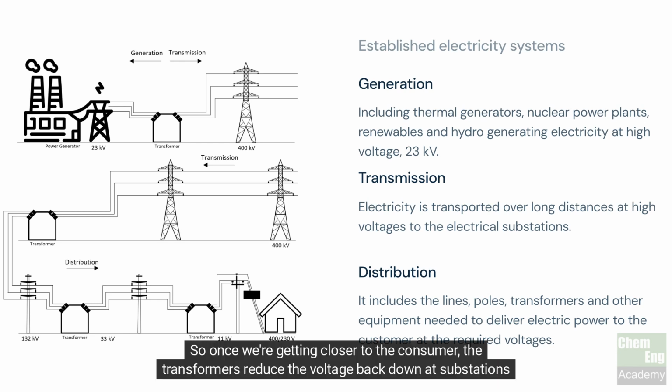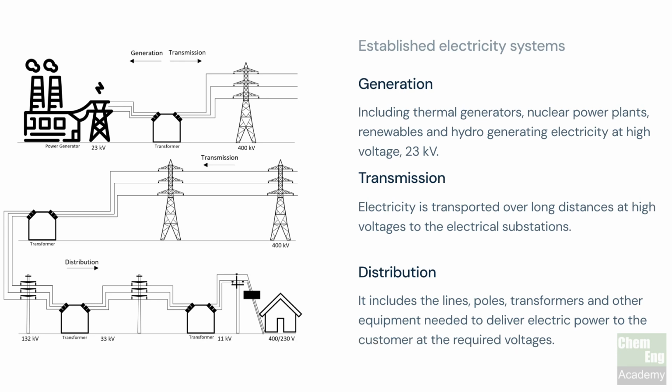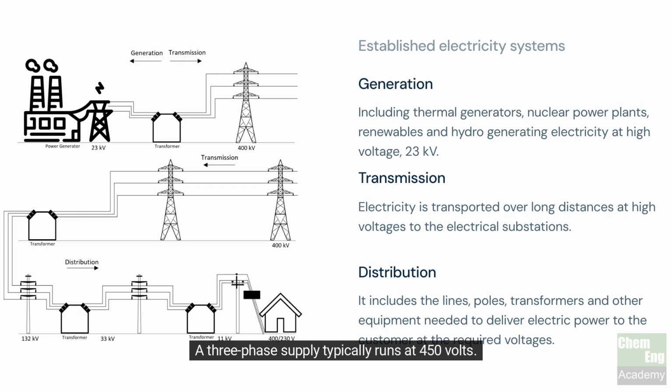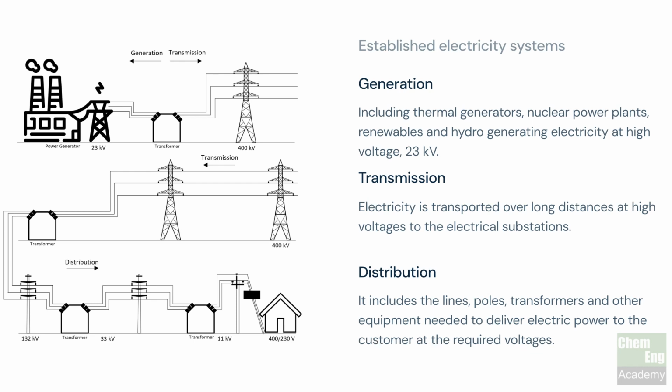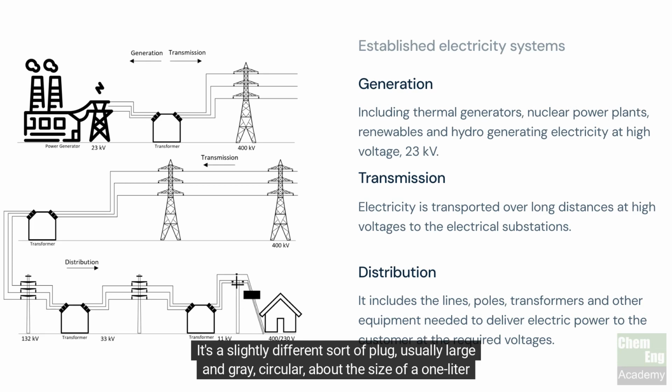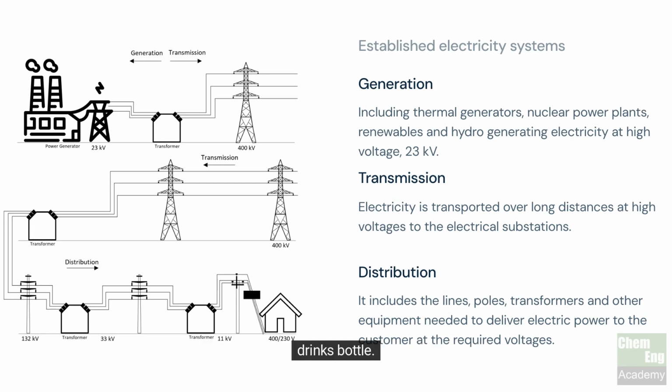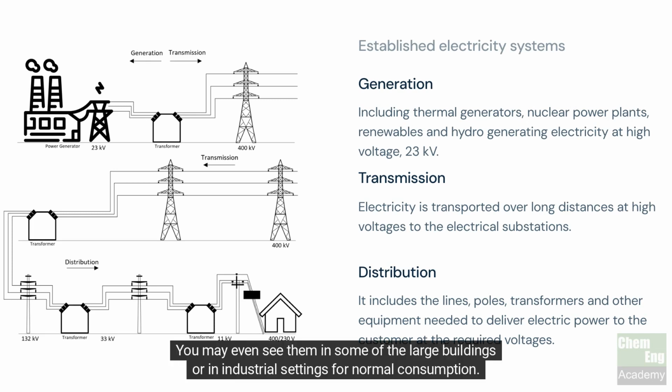Once we get to the local distribution, so once we're getting closer to the consumer, the transformers reduce the voltage back down at substations or similar, thereby increasing the current. A three-phase supply typically runs at 450 volts. And actually, you can use this directly. You can see this around and about. It's a slightly different sort of plug, usually large and grey, circular, about the size of a 1-liter drinks bottle. You may even see them in some of the large buildings, or in industrial settings for normal consumption.